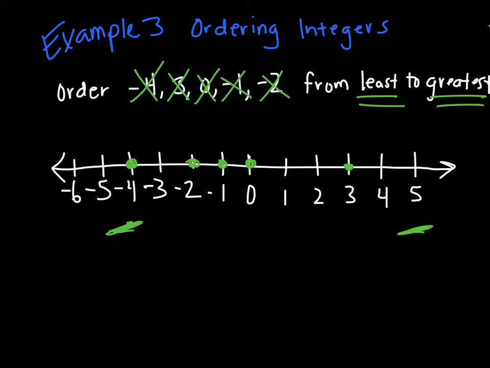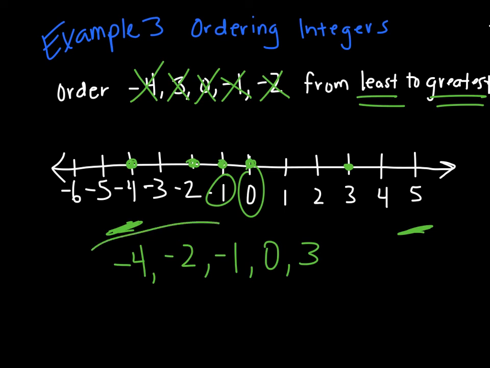So I'm going to start with -4, comma, -2, comma, -1, this is where I'm at right here, comma, 0, comma, 3. Those are all the ones that I graphed. So the order stands like this. From least to greatest, it goes -4, -2, -1, 0, 3.